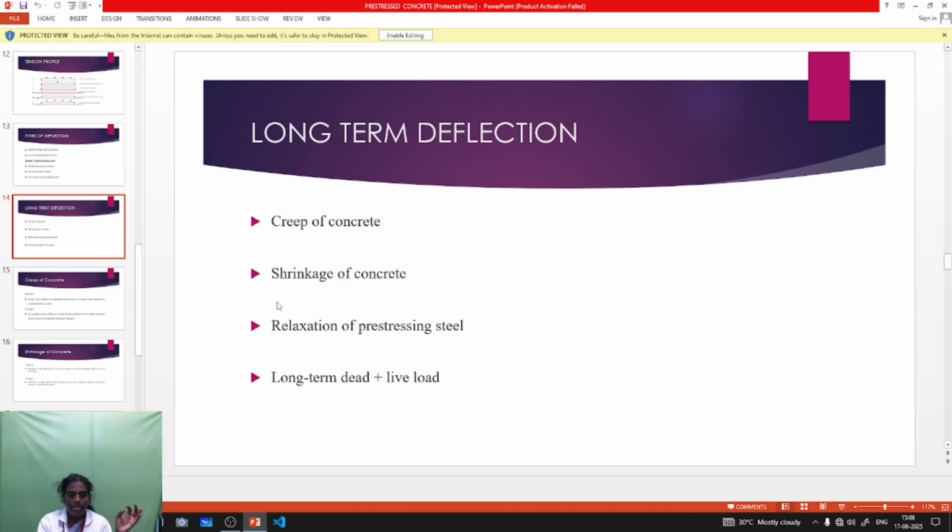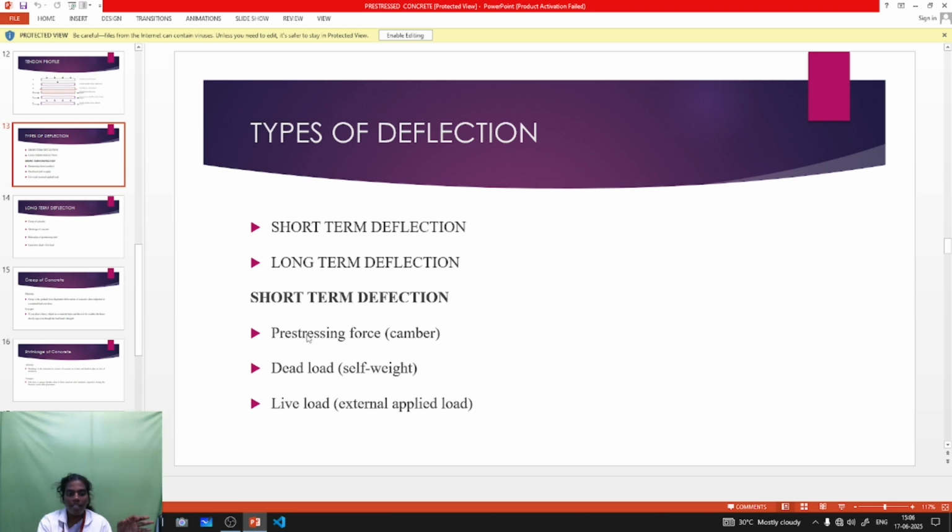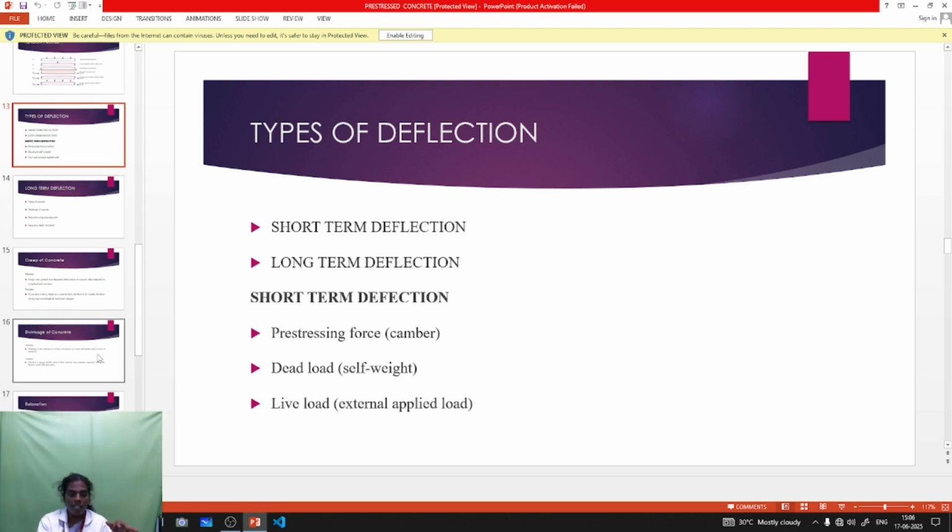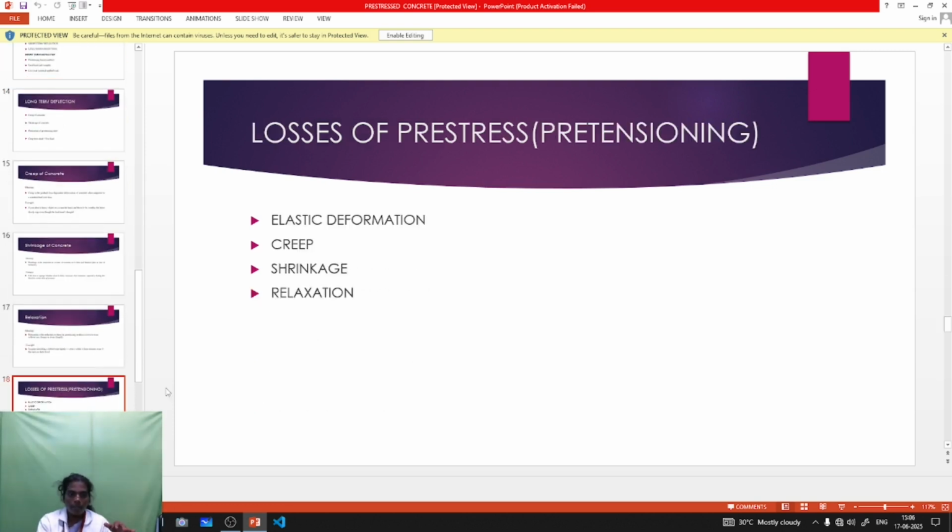Long term deflection has creep, shrinkage, and relaxation. Short term deflection has pre-stressing, dead load, and live load. This is the deflection. Deflection occurs first, and then the losses occur. So first deflection occurs, then losses are occurred.